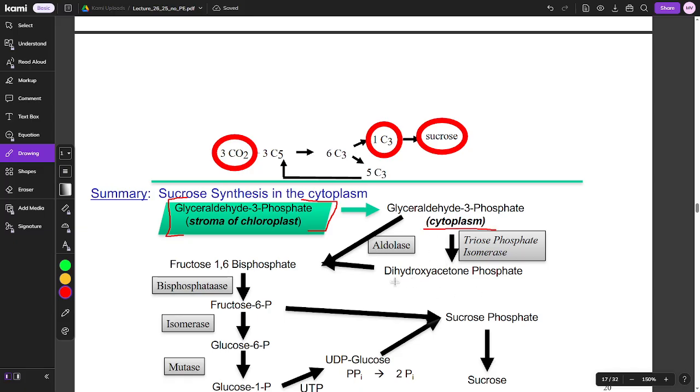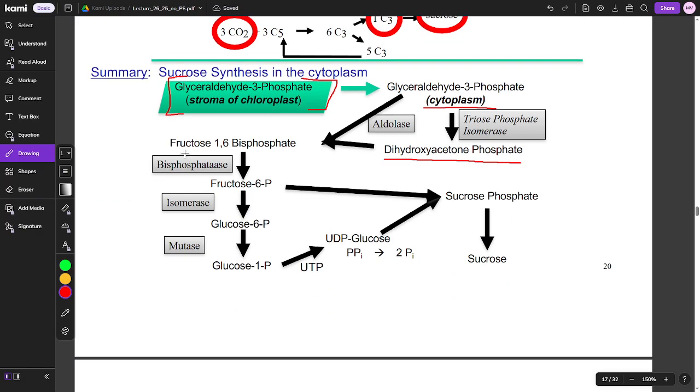Some of it will get turned into dihydroxyacetone phosphate through triose phosphate isomerase. We aldolase it, turn it into fructose 1,6-bisphosphate, go through this pathway to make G1P. Then we do UTP, and we do UDP glucose. And then we take UDP glucose, combine it with a fructose 6-phosphate to make sucrose. Because sucrose is just a combination of fructose and glucose. And so once you combine these two, you make sucrose phosphate, and then you make sucrose.